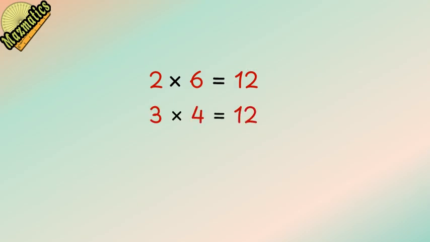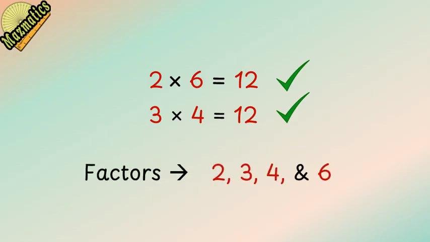Let's try another number, 12. We can write 2 multiplied by 6 is equal to 12. But also 3 multiplied by 4 is equal to 12. So which one is correct? Both are correct. A number can have more than one pair of factors. Therefore, 2, 3, 4 and 6 are factors of 12.